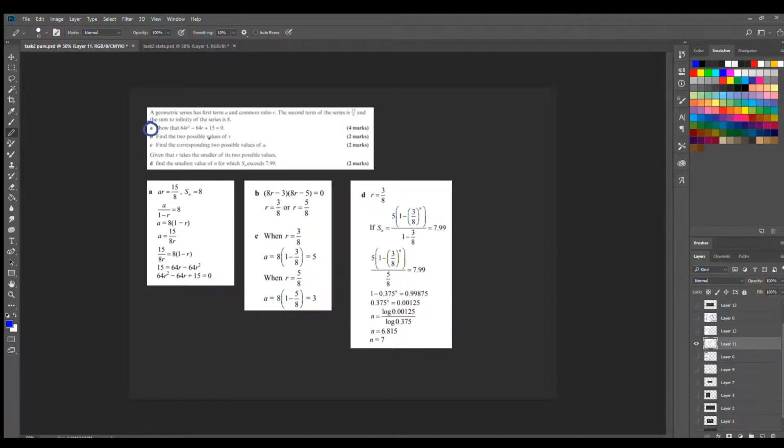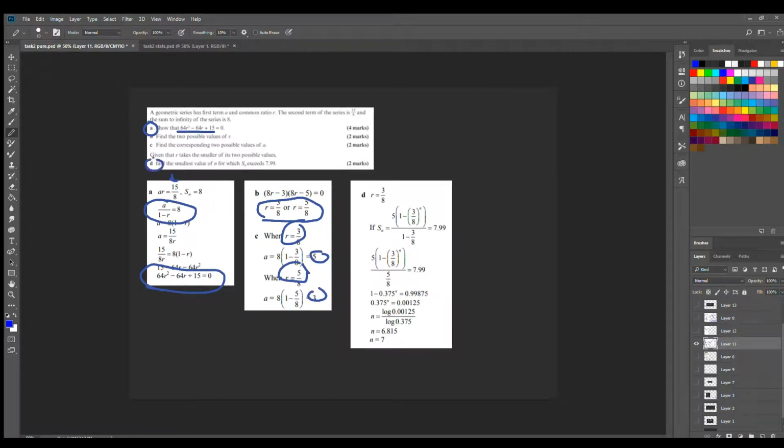For this question, using the sum to infinity formula, you sub in the numbers you have and rearrange it for the show that question. For question B, you have to show the values of r. So you solve the equation from question A. For question C, you use the r values you have and sub them into the sum to infinity formula and rearrange it again for the new a values, 5 and 3.